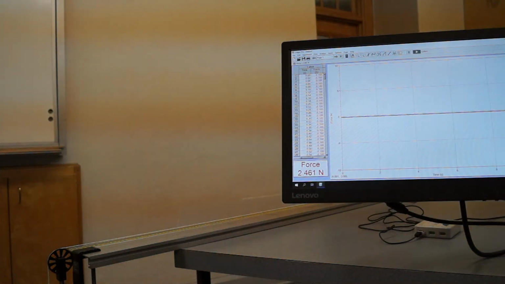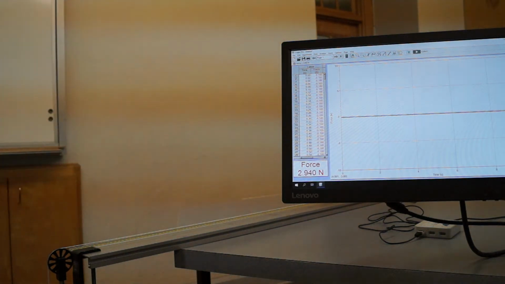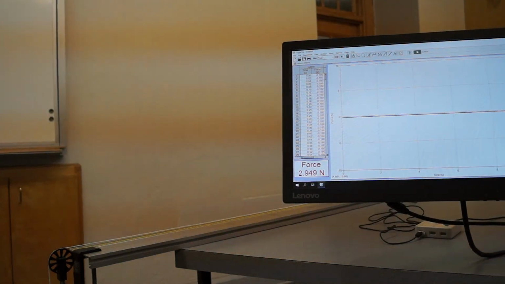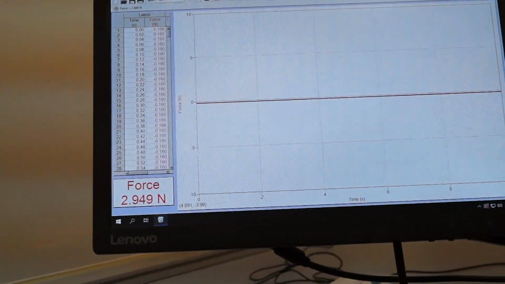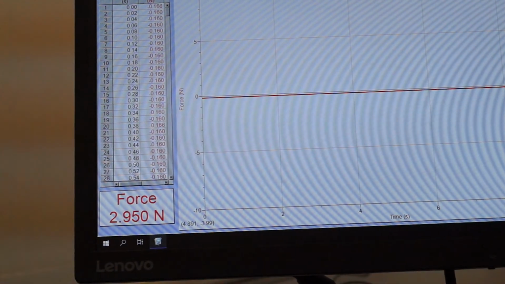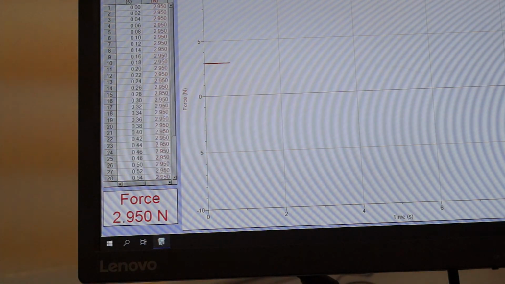I'm going to go ahead and add this 50 gram to the mass hanger and see how the graph changes, or what happens to the value. I just added 50 gram. Now if we look at the graph, oh, we see now the value of the force has changed right here. I can also just say collect and then it's going to show me the value here.